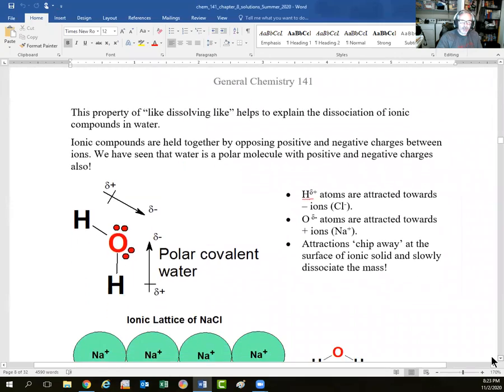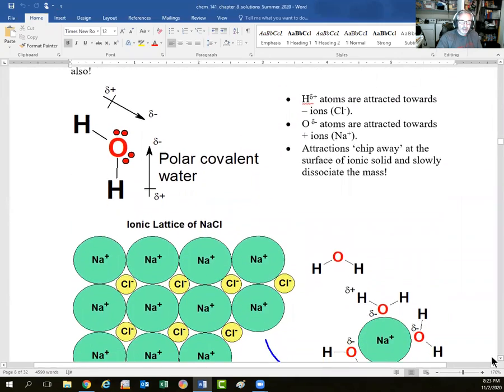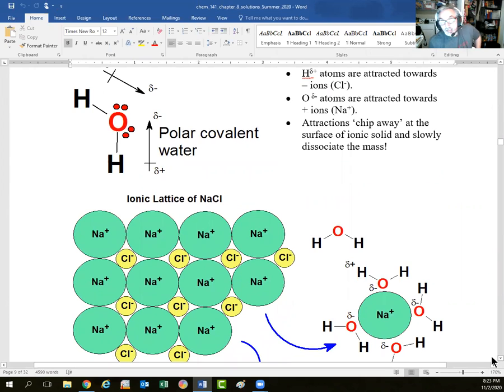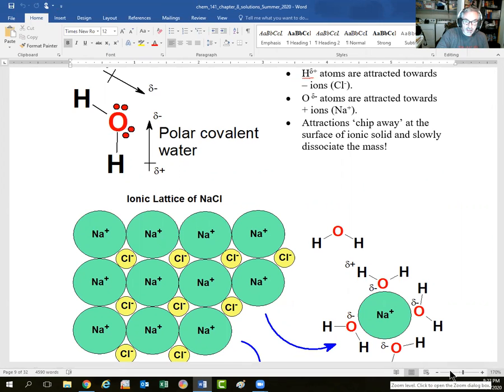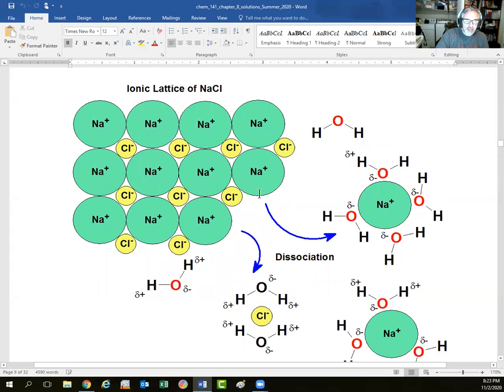So this idea of like dissolves like also explains the chemistry we saw in chapter 3 for ionic compounds, which we said water was capable of dissolving in solution. And that seemed a bit weird because water is attracted to both positively charged metal ions and non-metals, which are negatively charged. How could it be attracted to both?